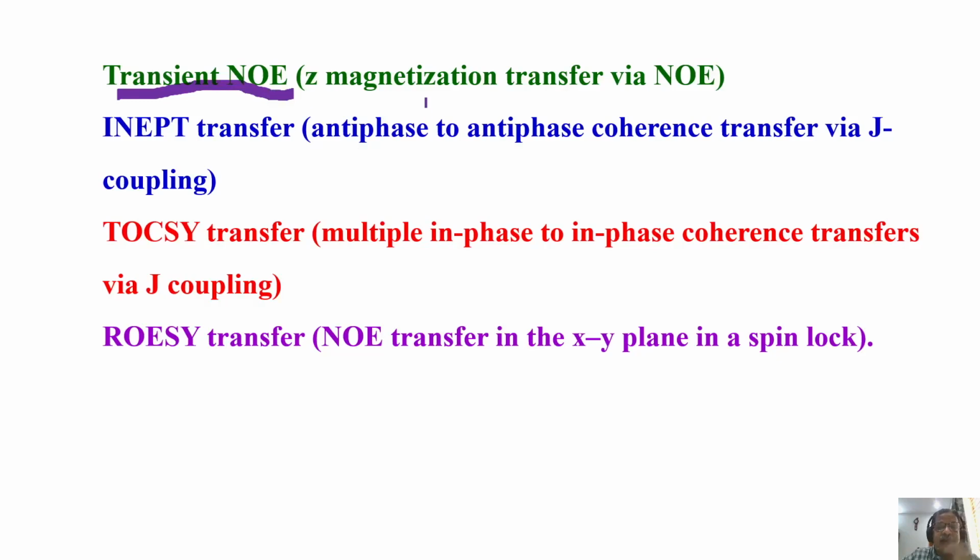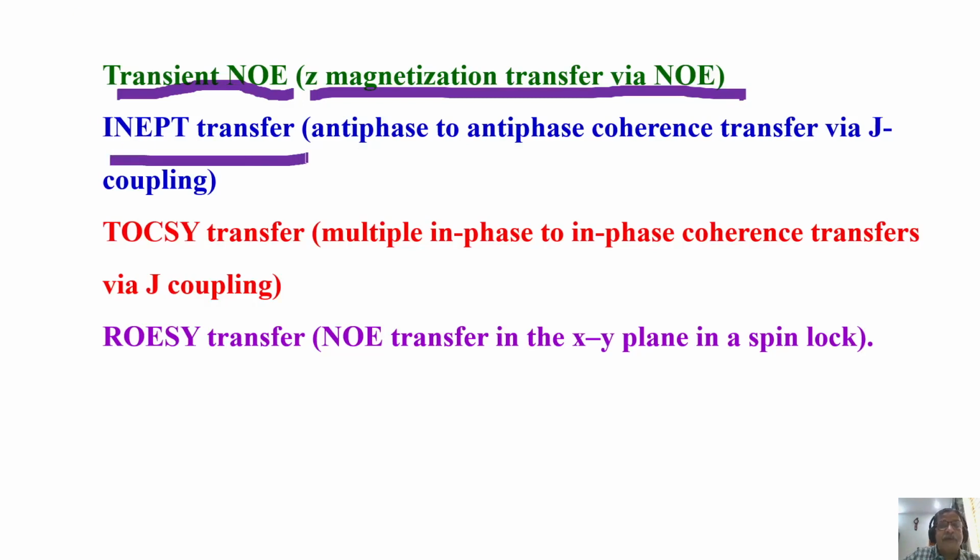We do transient NOE. In this case, Z magnetization is transferred via NOE. Magnetization along the Z axis is transferred between two spins which are in close spatial proximity by NOE. That is one way. In the Z direction itself, Z magnetization itself will be transferred.